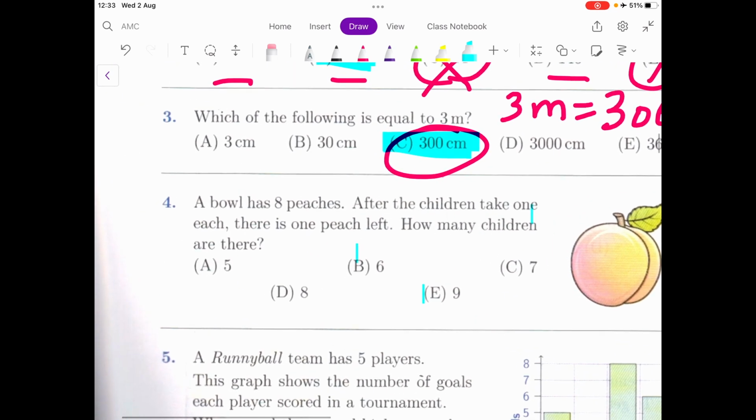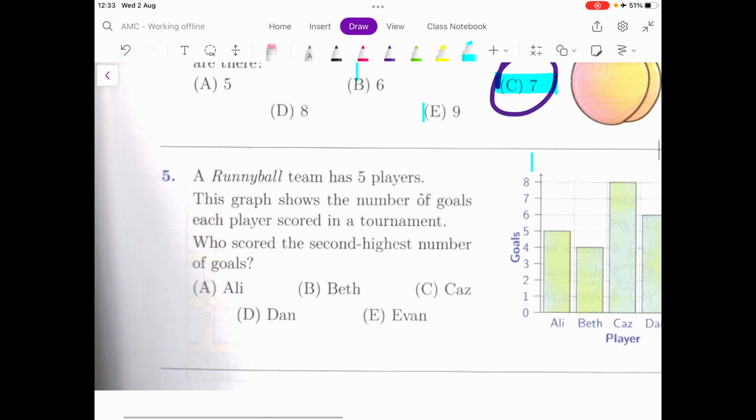Question number 4. A bowl has 8 peaches. After the children take 1 each, there's 1 peach left. How many children are there? Now this is quite an easy one. We had 8 and we have left over 1. So that means 7 peaches were used, and since each child took 1 peach, that means there were 7 children to begin with. All right, let's continue.